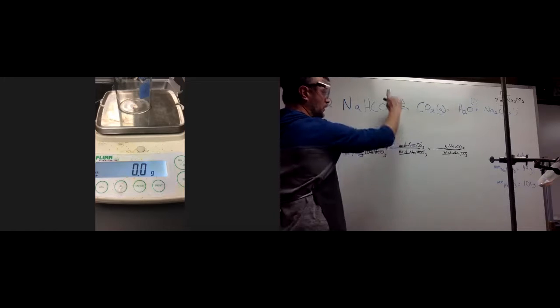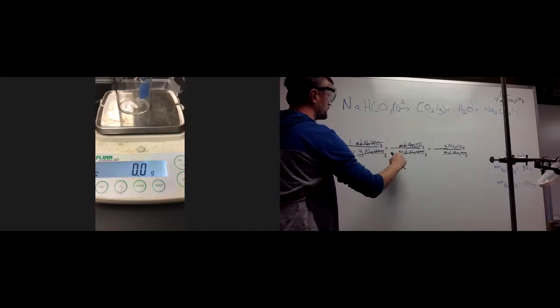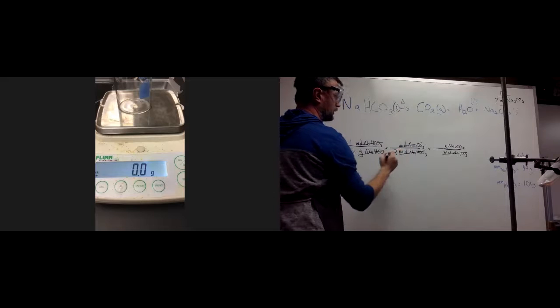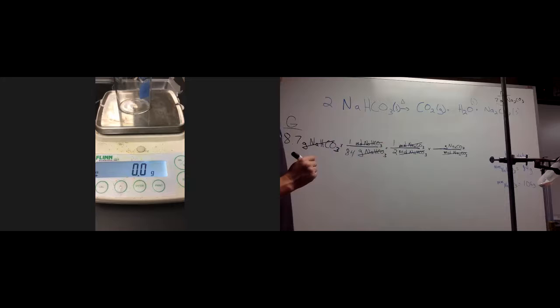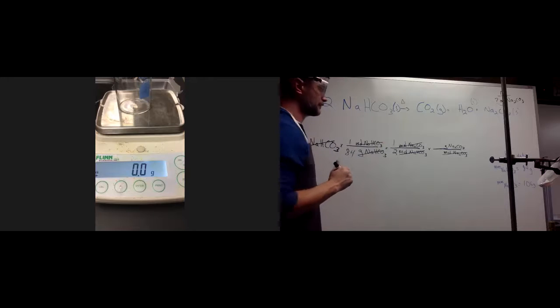Moles over moles, I go to the balanced equation. NaHCO3 has a 2 in front of it. Na2CO3 has a 1 in front of it. That's why it's huge that we balance equations before we start calculations.